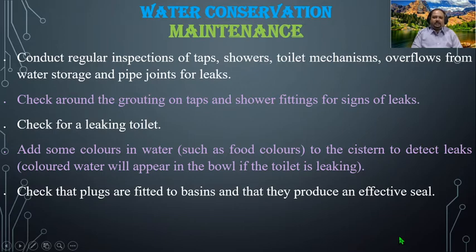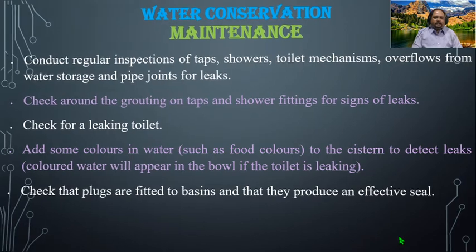Add some color to the water, such as food coloring, in the cistern to detect leaks. Colored water will appear in the bowl if the toilet is leaking. Check that plugs are fitted to basins and that they produce an effective seal.